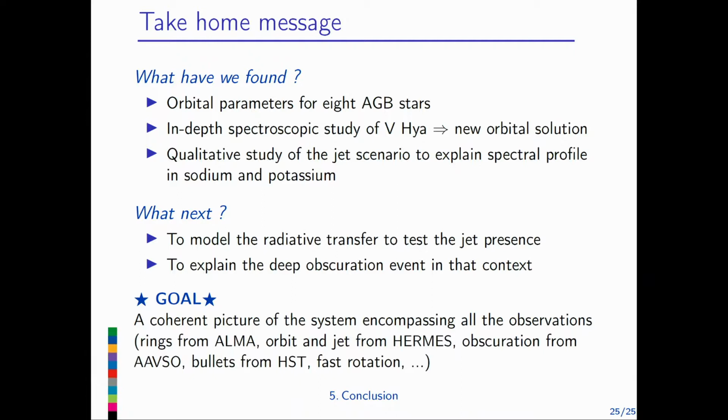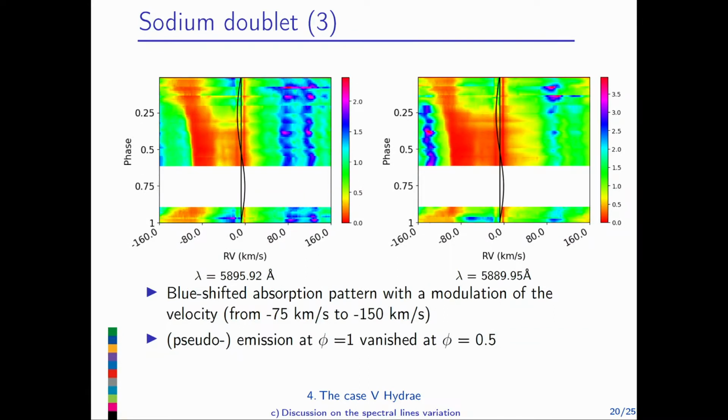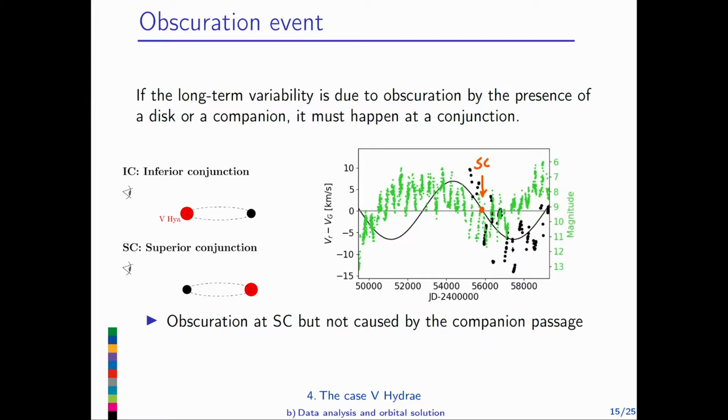Thank you for this very nice talk. I actually have a question about the obscuration event, and what is your current take on the interpretation of this obscuration event? Because it seems that you have the obscuration when the AGB star is far from us. Is that correct? Right? Yeah.